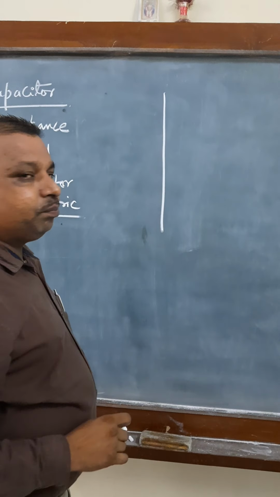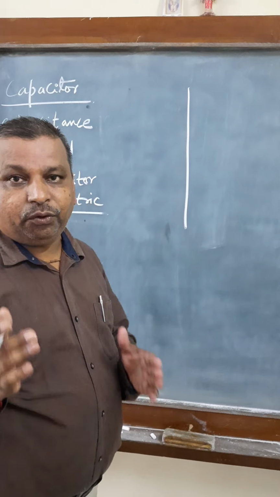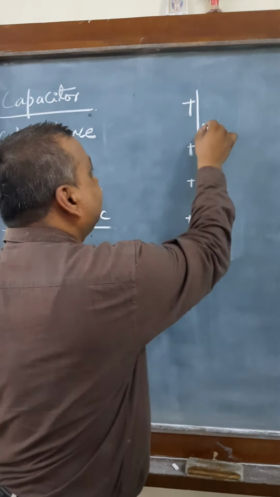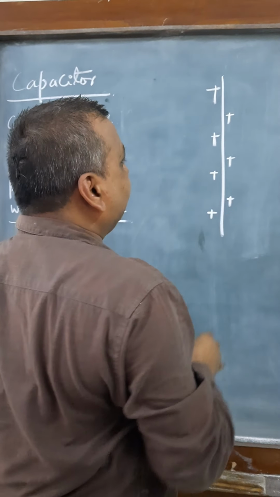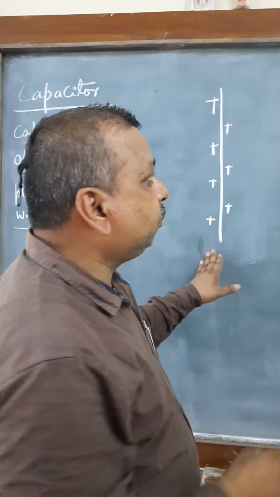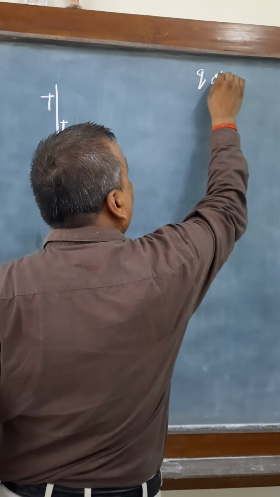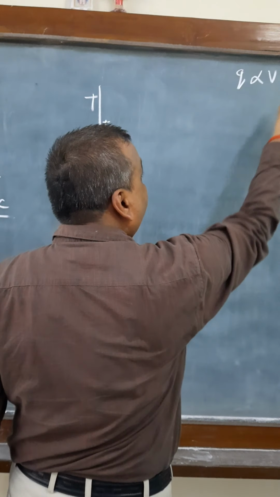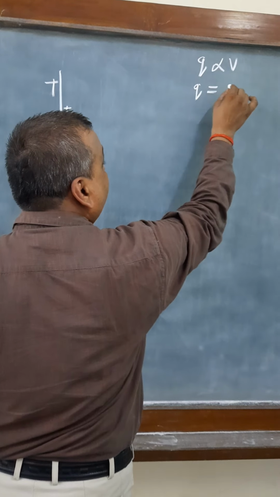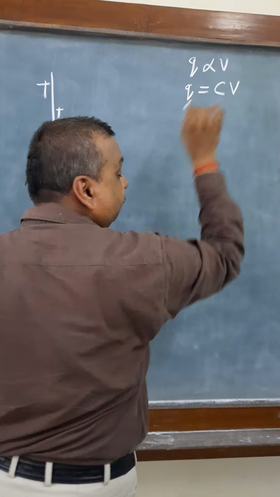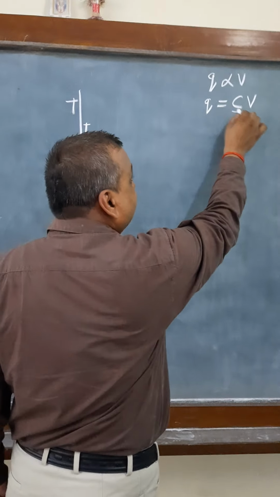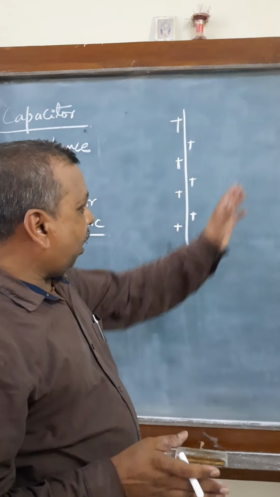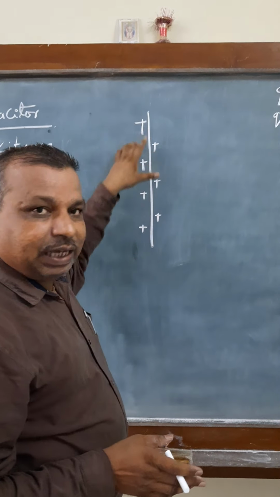So what happens when we provide charge to a conductor? When we provide charge to the conductor, its potential increases. So Q is proportional to V, and removing the sign of proportionality, we have to put a constant here. Q is equal to CV, and this constant of proportionality is the capacitance of a capacitor.